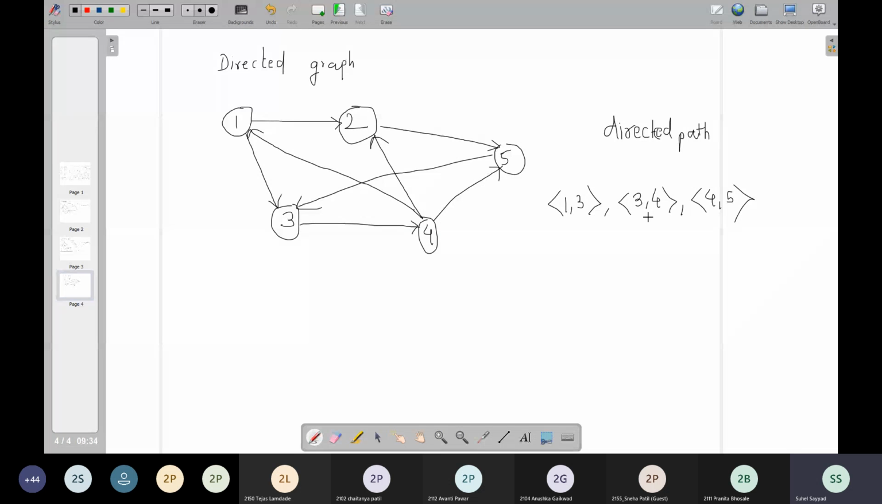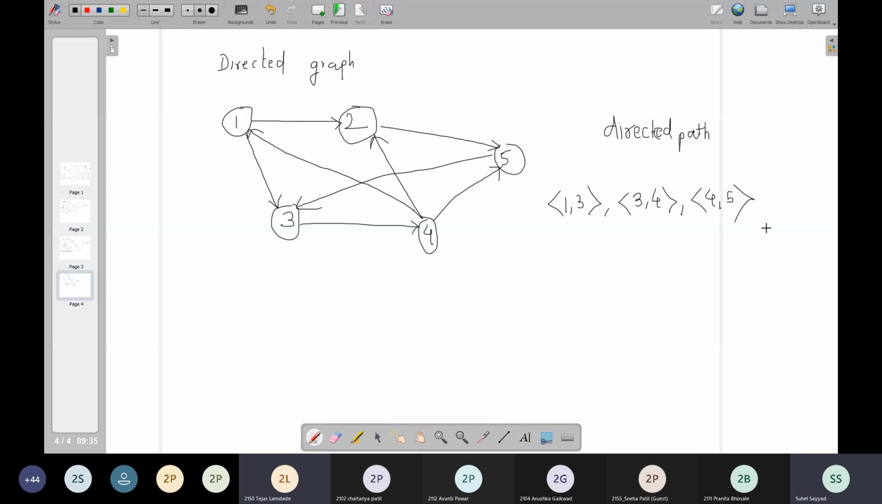So if it is a directed path, my next edge should begin with 3, because 3 was the destination of my earlier edge. If the next edge is (3,4), which goes from 3 to 4, then my next edge should start with 4, because in the earlier edge the last destination was 4. Then only I can say that this is a directed path. Is the concept of directed path understood?